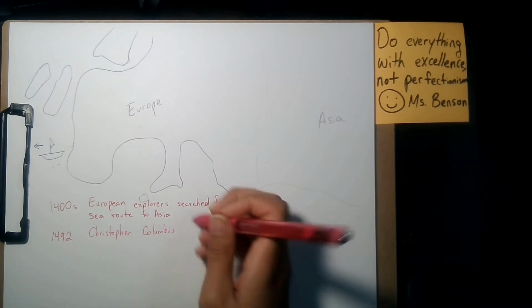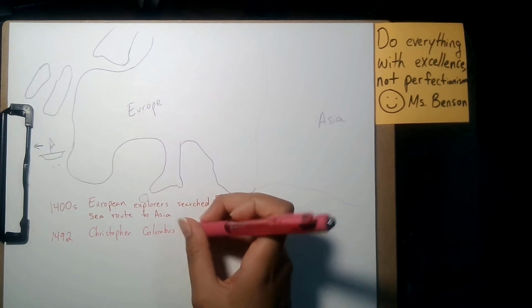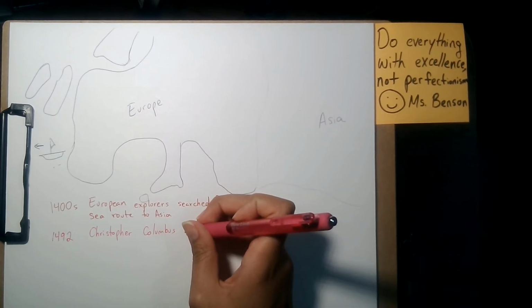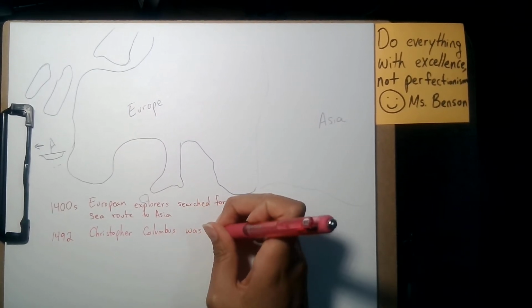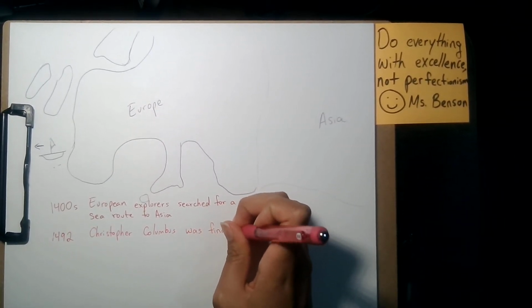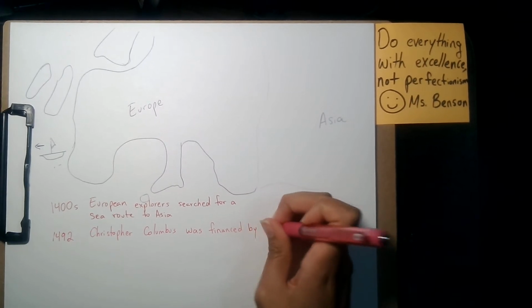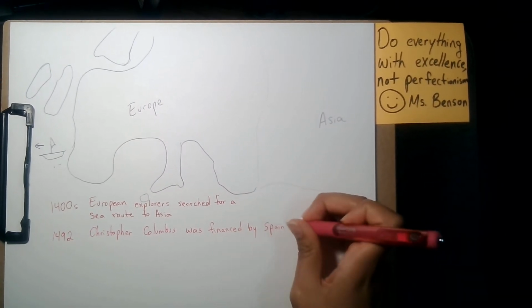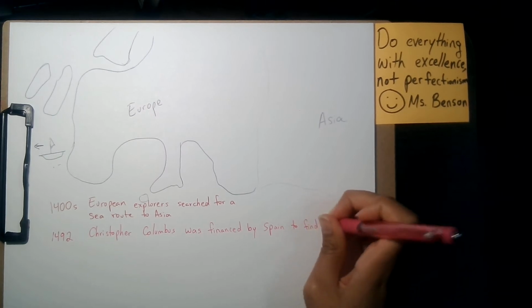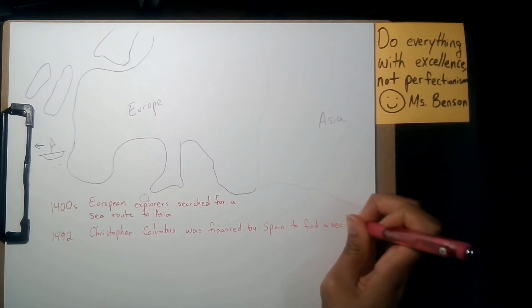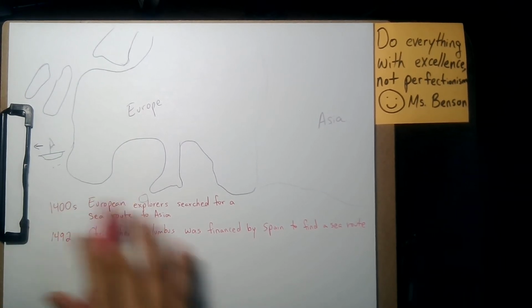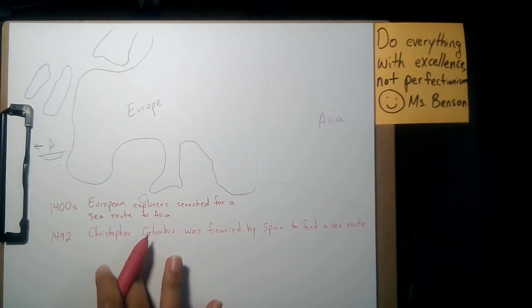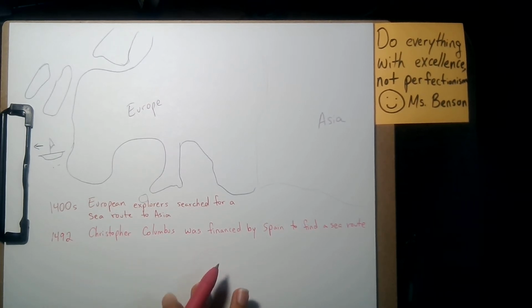So Christopher Columbus was financed by Spain to find a sea route. Other people who followed after were like, yo, dude, this is a totally different world. And they called it the New World.